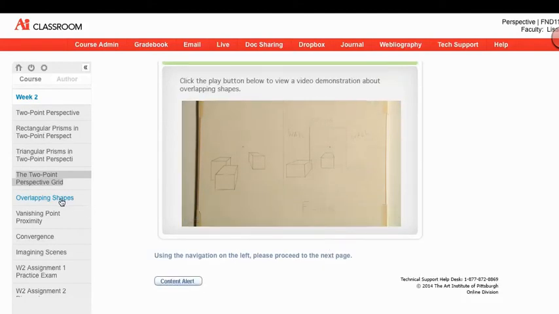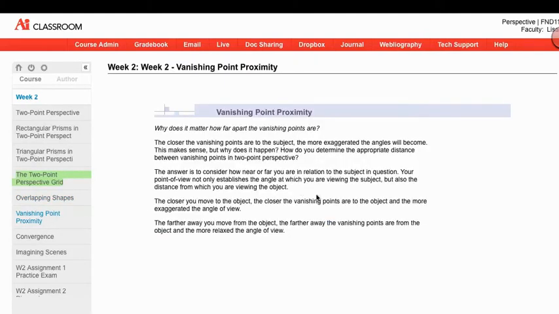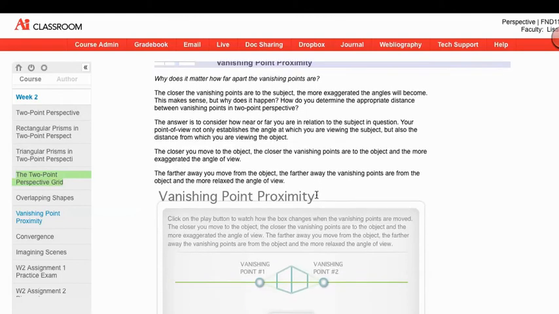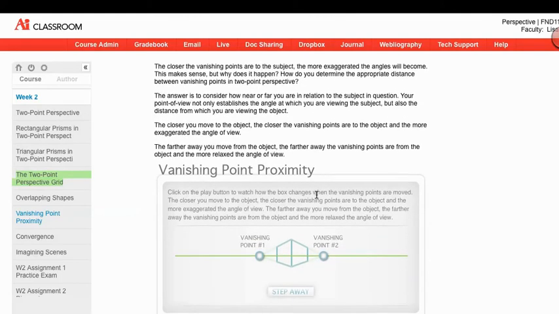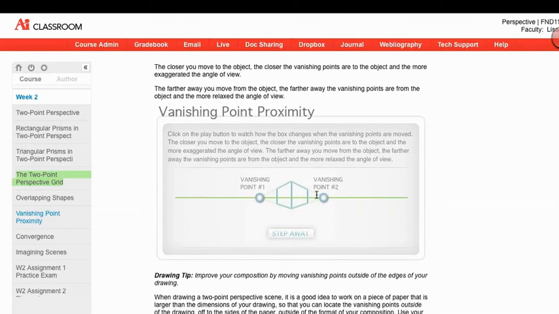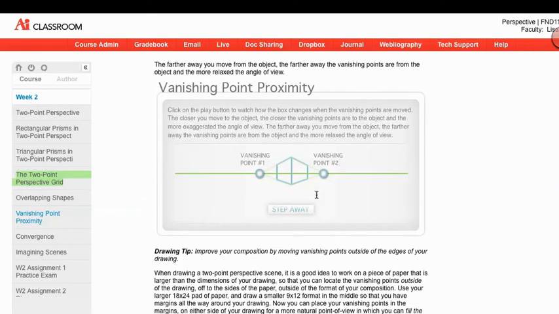Okay. Vanishing point and proximity. Let's take a minute. Yes, it does matter how far apart the vanishing points are because it helps us see how close we are to the object. Okay, so if we're far away, the vanishing points get further away and the building kind of flattens out a little bit. If we get closer, these angles are a lot stronger.